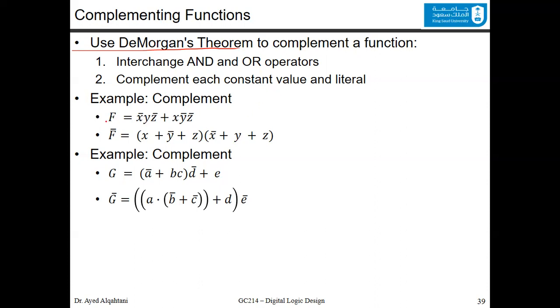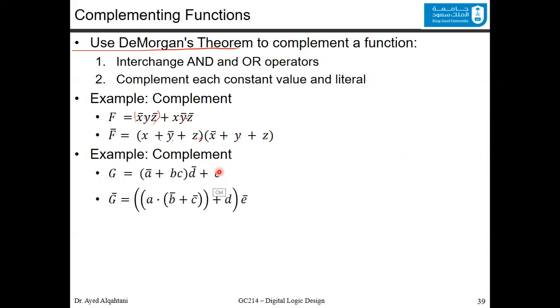So if you were asked, this is F, complemented, it means that you apply De Morgan law. So the F bar is going to be, you change everything. The X bar is going to be X, the AND will be OR, the Y going to be Y bar, the Z bar, the AND between them is going to be OR, the Z bar is Z. And you have parentheses here. The OR will be AND. The X is going to be X bar, the AND is going to be OR, the Y bar is going to be Y, the AND here is going to be OR, and the Z bar is going to be Z.